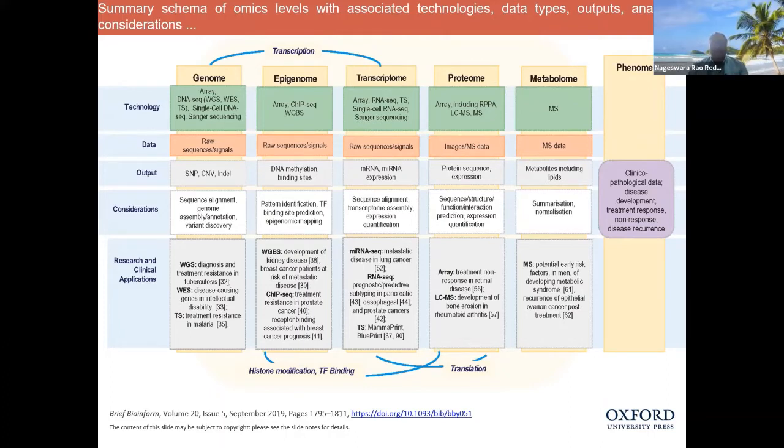Okay, so for that we use technologies such as array, microarray. Second one is ChIP sequencing, chromatin immunoprecipitation sequencing. Third one is whole genome bisulfite sequencing. Okay, whole genome bisulfite sequencing. So these are the sequencing technologies which are available. And what do they give? As usual, they give raw sequence.